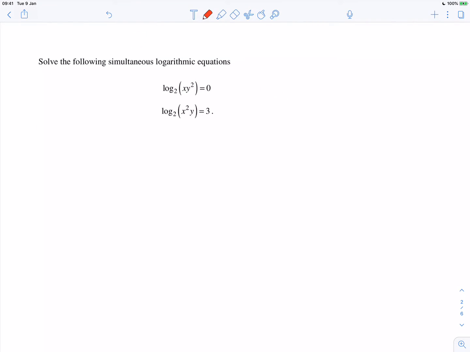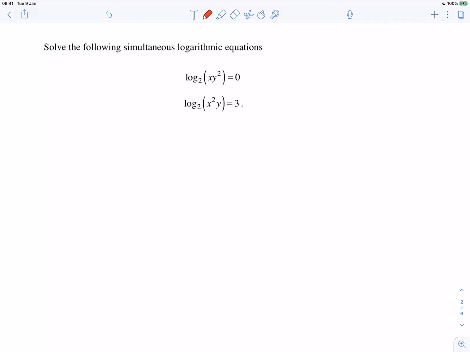Okay, if you'd like to have a go at this question, it's a logarithms question. You may need to be careful with extraneous solutions, I don't know, but give it a go.